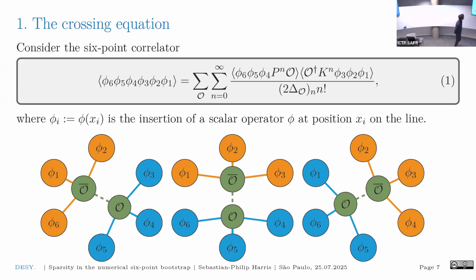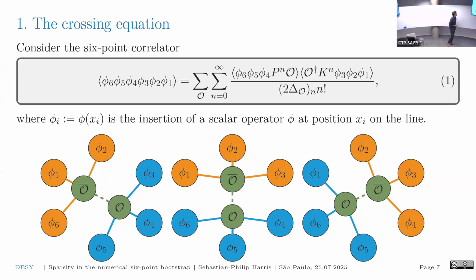So yeah, the starting point in this talk, I will just consider a 6-point function of identical scalars on the line, like the most simple setup you could imagine. And I use these indices to denote where I insert them. So phi I is just phi inserted at xi, where xi is some point on the line.